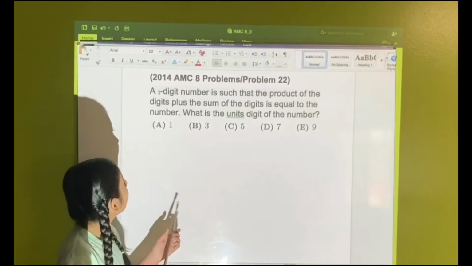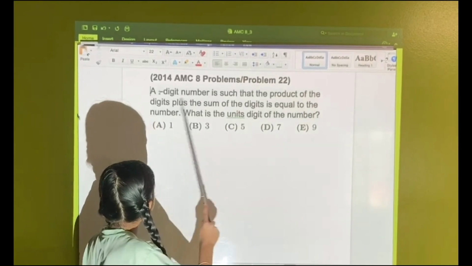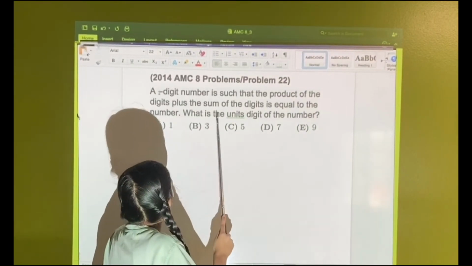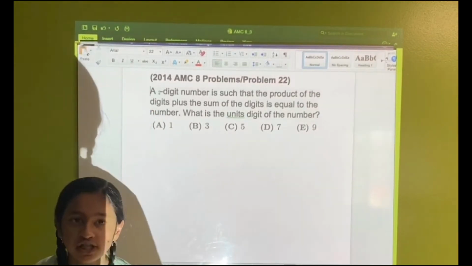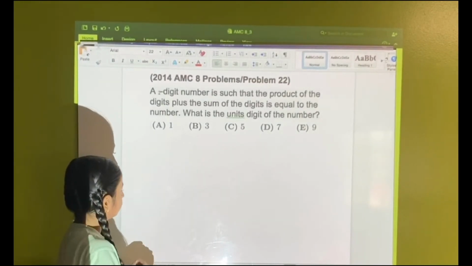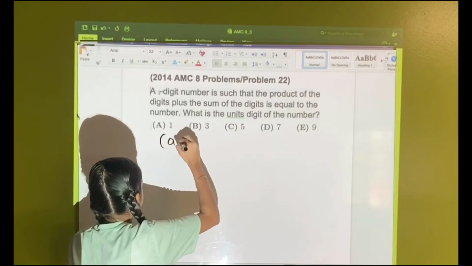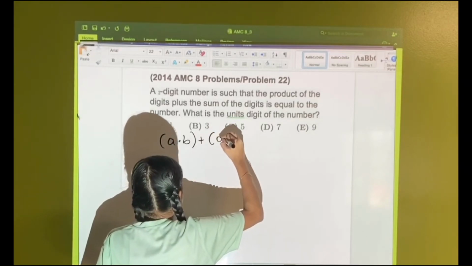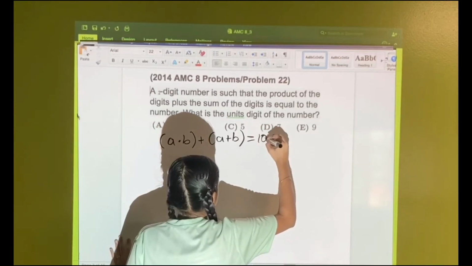Okay, first problem. A 2-digit number is such that the product of the digits plus the sum of the digits is equal to the number. What is the units digit of the number? We're going to take our 2 digits as A and B. So this number is equal to the product A times B plus the sum A plus B, and equal to the number.